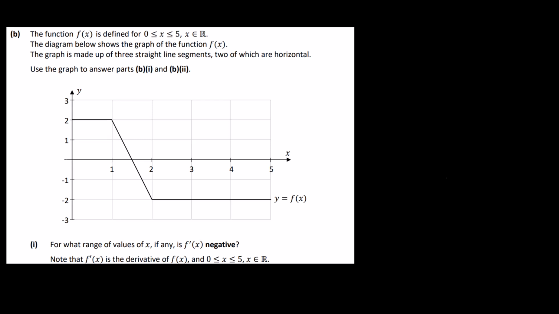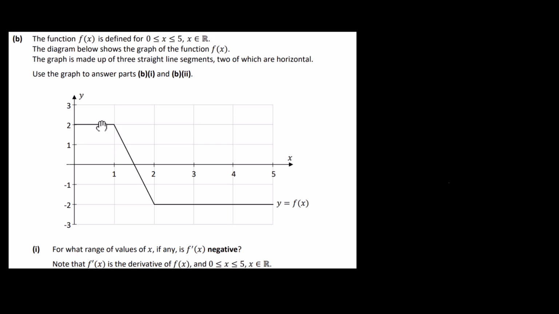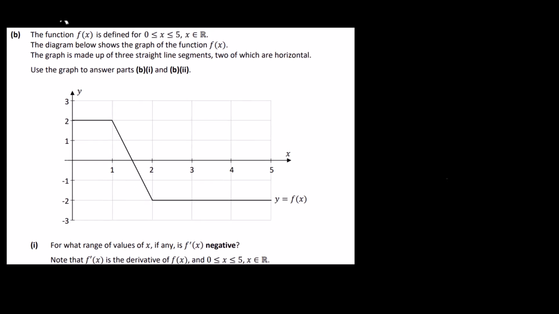So when you find a derivative of a function, really what you're doing is finding slope. And we want to know which part of this graph has negative slope. We can see that this line here has a negative slope. This has a 0 slope, this has a 0 slope here. So this is the only part of the graph that has negative slope. So let's just write that out. So here we're looking for x to be bigger than 1 and less than 2.